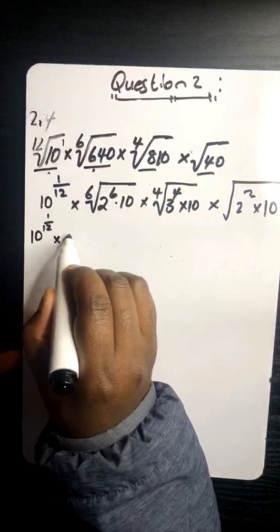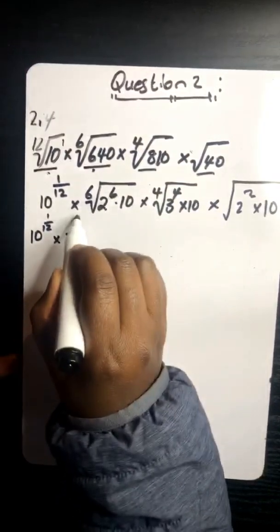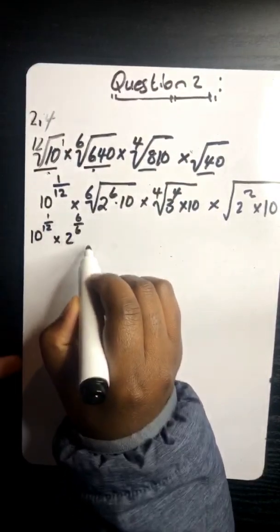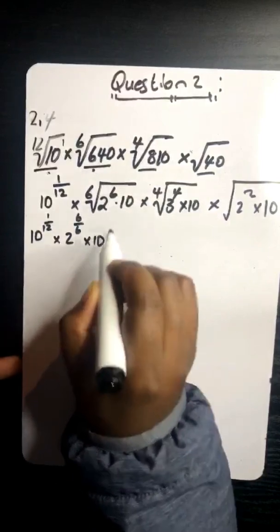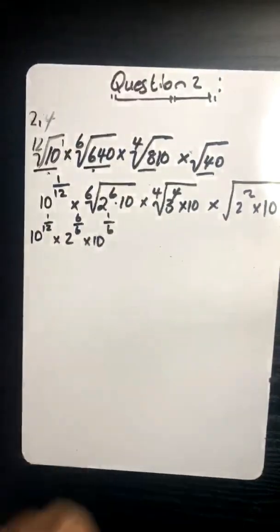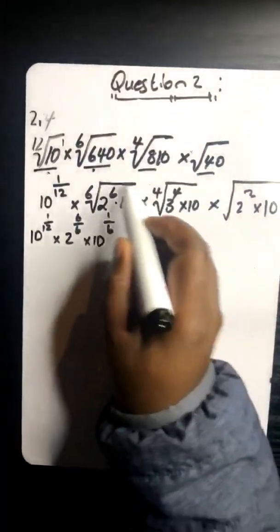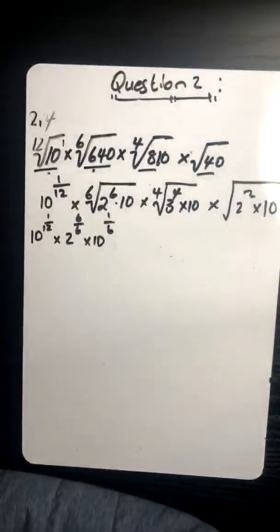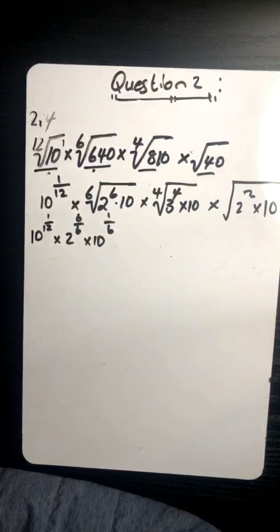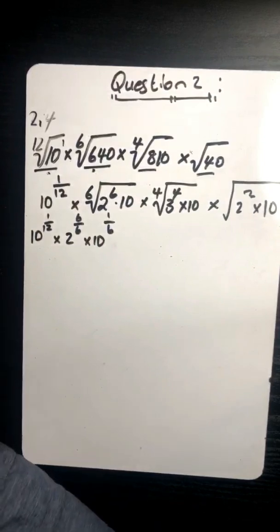Multiplied by... Here is going to be 2 to the exponent 6 over 6 times 10 to the exponent 1 over 6. I'm not sure if I lost you on that one, guys. I just applied that same rule. Are we still together on that one, guys? Yeah.